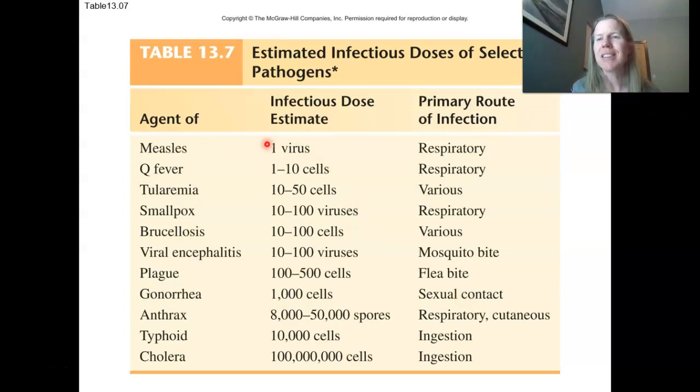Measles, you only need a single viral particle in order to become infected. That's kind of crazy. Where cholera, you need 100 million cells of bacteria. That's some gnarly water, right, that you're drinking there in order to contract cholera. They're small, so it's possible, right? Okay, so it varies dramatically.